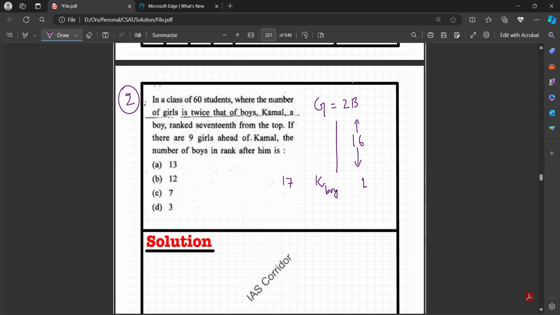Out of these 16, how many girls? 9. So how many boys? Boys would be 7. Kamal is also a boy. So at this position, the number of girls is 9 and the number of boys would be 8. Why? Here it is 7, this one 1, so 8, because Kamal is a boy. Clear? Now, if there are 9 girls ahead of Kamal, the number of boys in rank after him, okay.